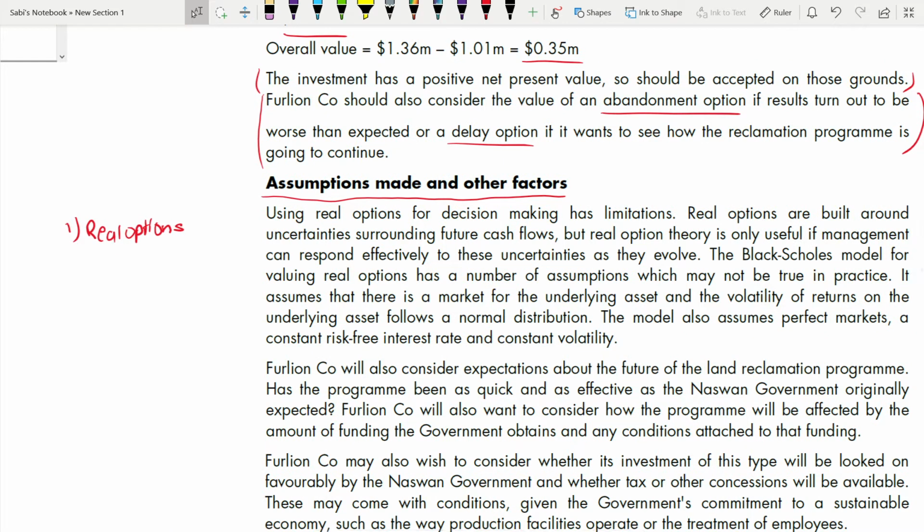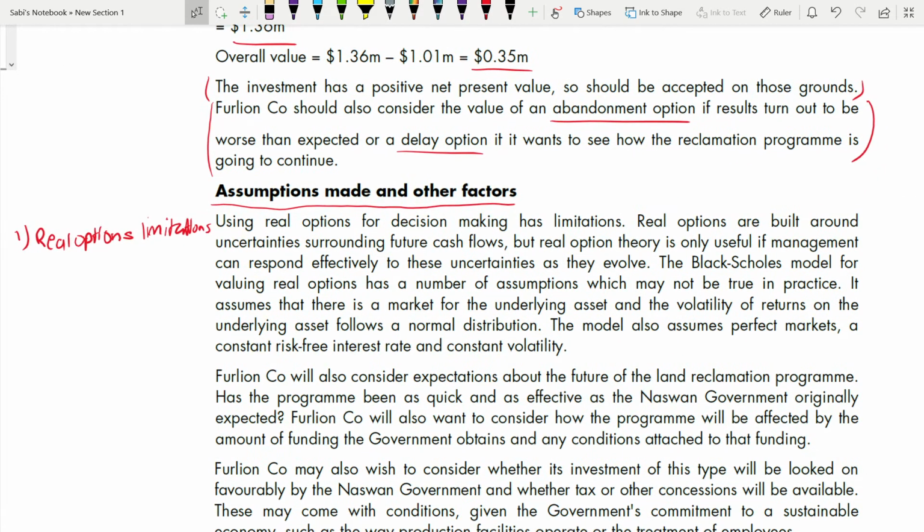So real option limitations. Because the value which you calculated, based on which you have taken the decision, is the real option advantage. Now you have to start with the limitations of real option. Okay. So basically you are saying, hold on, there are limitations of real option also. Okay. So that's how you get your first sentence, first line.